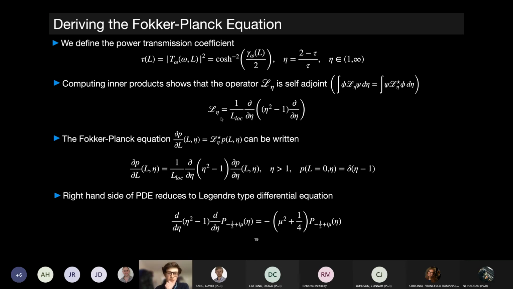So once you have this generator, you can form what's called the Fokker-Planck equation. So this P is the probability density function of this eta process. And basically, we want to solve this PDE to find that P, and then we can compute the moments of this tau. So it will give us the statistics of the transmitted energy. And the right-hand side of this reduces very nicely to this kind of Legendre type differential equation, and we can solve this quite easily.